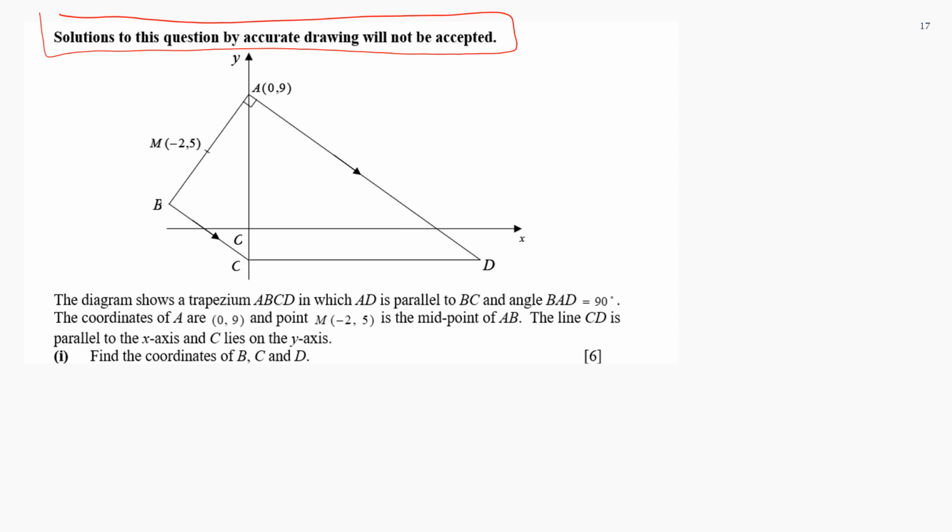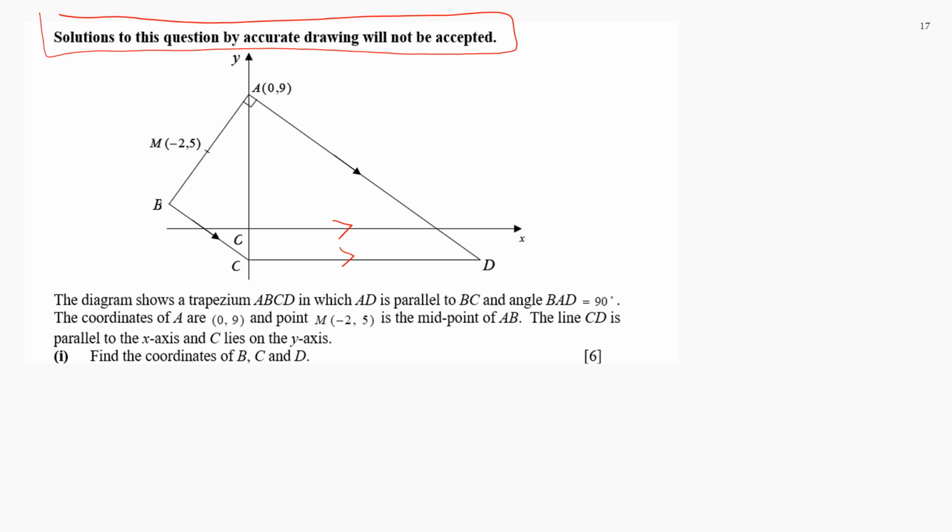Right. So in this question here, we're given a trapezium. Right. So your BC is parallel to AD. If you're given point AB, if you're given a midpoint M, M is the midpoint of AB. And then the line CD is parallel to the x-axis. So this is a very important information you have to take note. The line CD parallel to the x-axis means the gradient of CD is 0. It's a horizontal line. Horizontal line has 0 gradient.